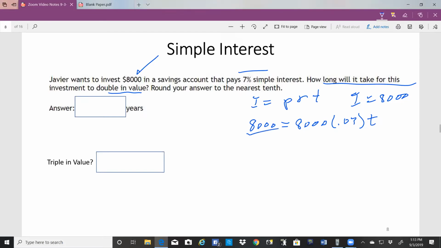First thing I would do is divide by 8,000. And you get 1 equals 0.07 T. And T is equal to 1 over 0.07, which is 14.3 years.